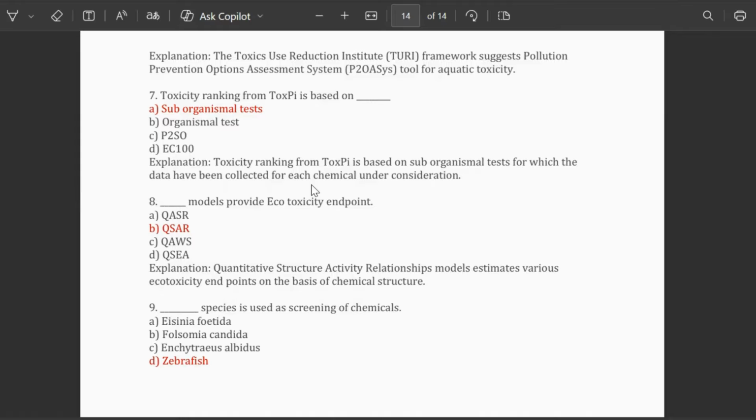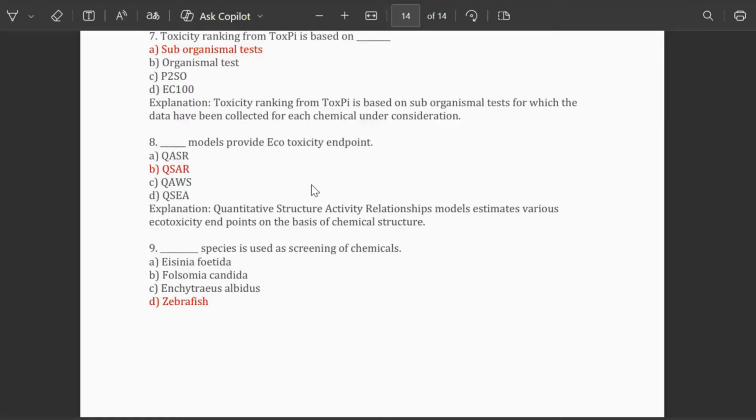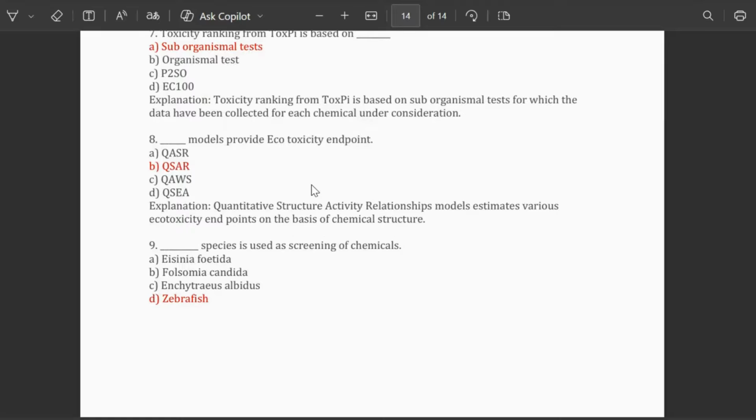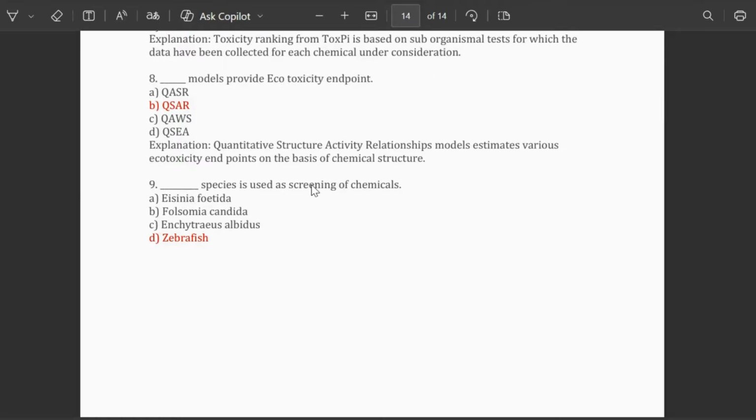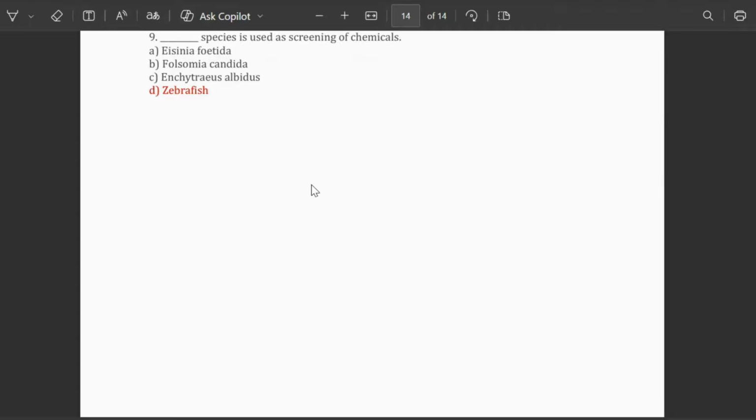QSAR, quantitative structure-activity relationship models, provide the ecotoxicity endpoint. Zebrafish species is used for screening of chemicals. So this completes module 4 of environmental studies.